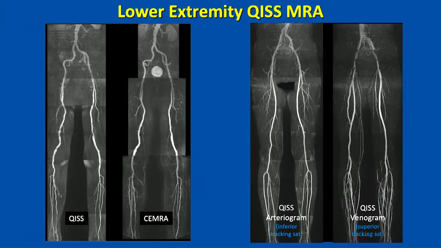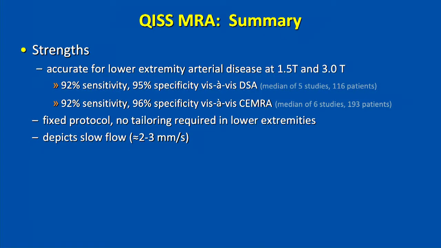It can also be used to acquire venography by basically just flipping the position of the tracking saturation pulse. Typically the tracking saturation pulse is applied below the imaging slice for arteriography, but it can be moved above the slice for venography. So the strengths of KISS are that it is accurate for lower extremity arterial disease at both 1.5 Tesla and 3 Tesla, providing sensitivities in the low 90s and mid 90s with respect to either digital subtraction angiography or contrast-enhanced MRA.